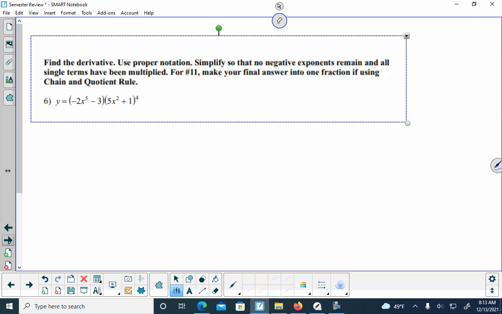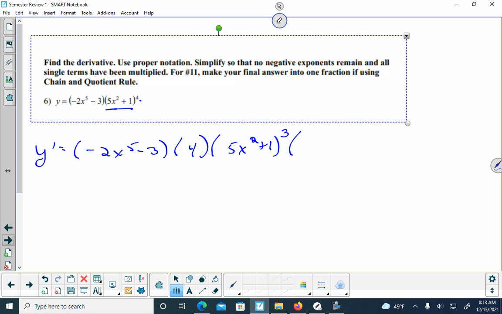The next one, find the derivative, use proper notation, simplify so that no negative exponents exist. So I am going to use the product rule. So I am going to leave this -2x to the 5th minus 3 alone. Taking the derivative of this, I'm going to use a chain rule, something raised to the 4th power. Take 4 times that. Reduce this power by 1, so this will now be raised to the 3rd power, and take the derivative of what's inside, so that'll be 10x. The derivative of 1 is 0.